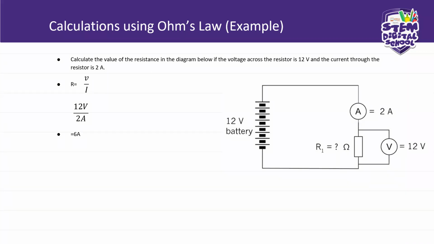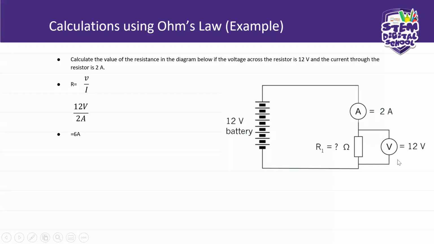There's your battery. It's 12 volts. How many cells do you have there? 1, 2, 3, 4, 5, 6, 7, 8. Now you are calculating resistance. There's your resistor, with a question mark. This is what we must determine in the calculation.